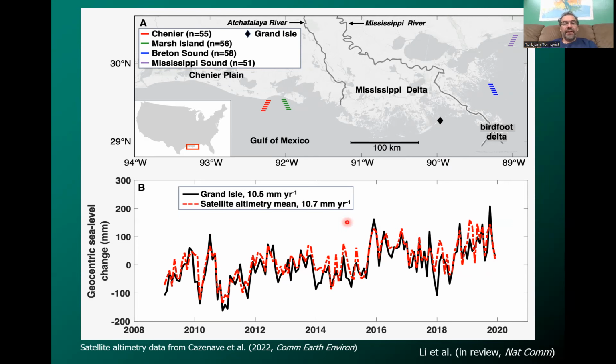And the one thing that is, of course, important to point out is that during this time, starting around 2009, the rate of geocentric sea level rise in this area has been tremendously high, right? More than 10 millimeters per year. So about 3 times the global average. And just to emphasize, this is independent of subsidence, right? So there's no vertical land motion in this record. So that was kind of the motivation for this study.